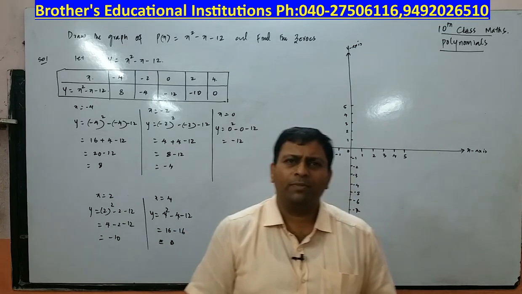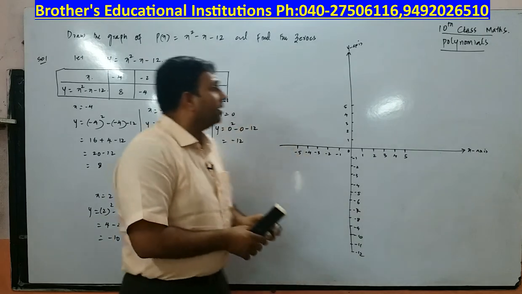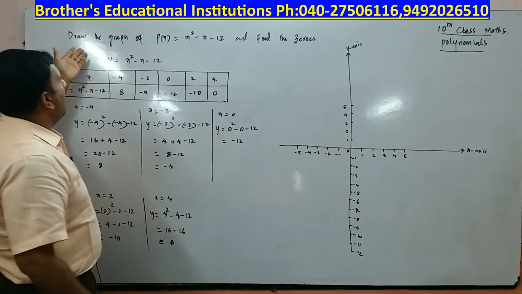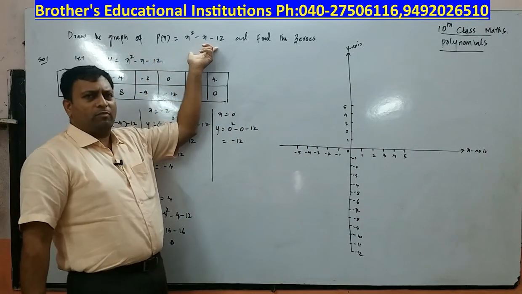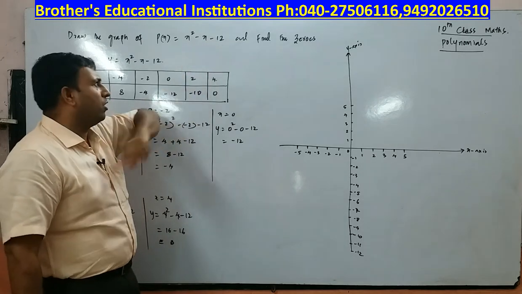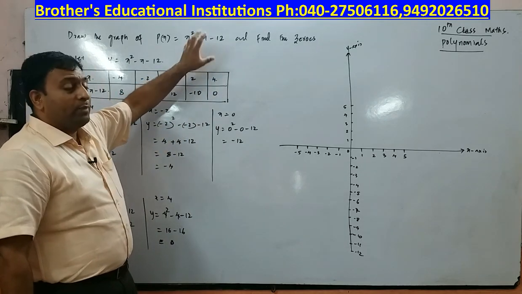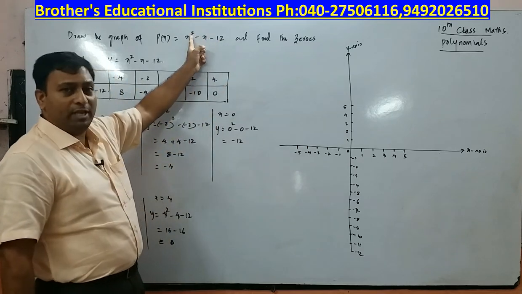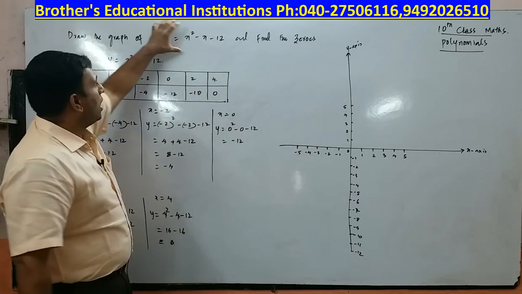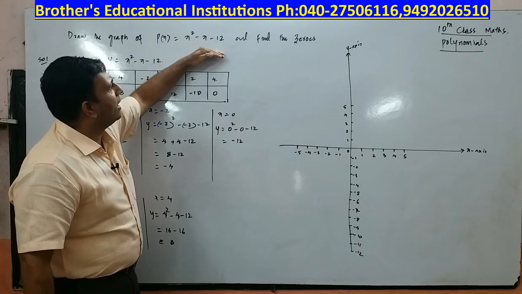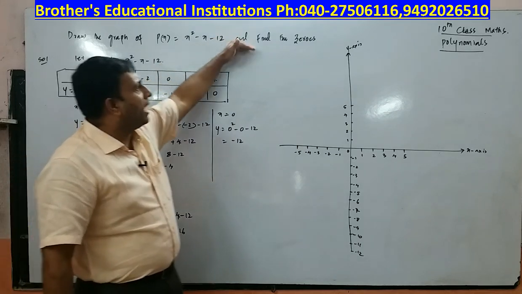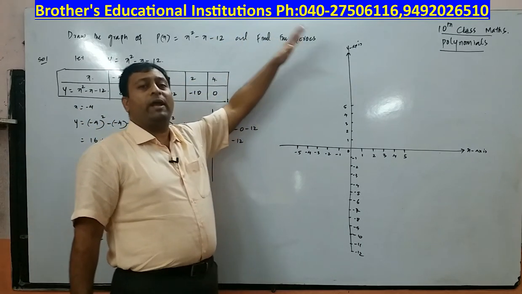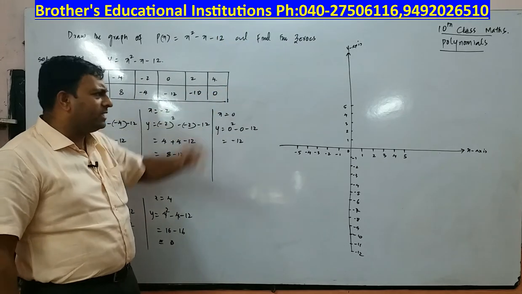We'll take a problem and see how it is done. Here I have to draw the graph of a polynomial. What polynomial is it? It's a quadratic polynomial. And a quadratic polynomial has how many zeros? 2 zeros, because the power is 2. So draw the graph of x square minus x minus 12 and find its zeros. Very easy.